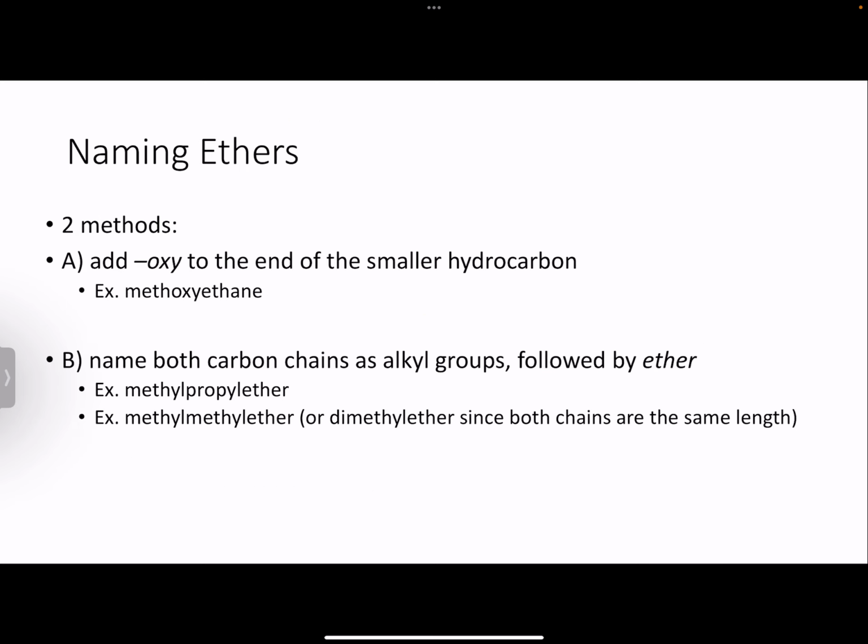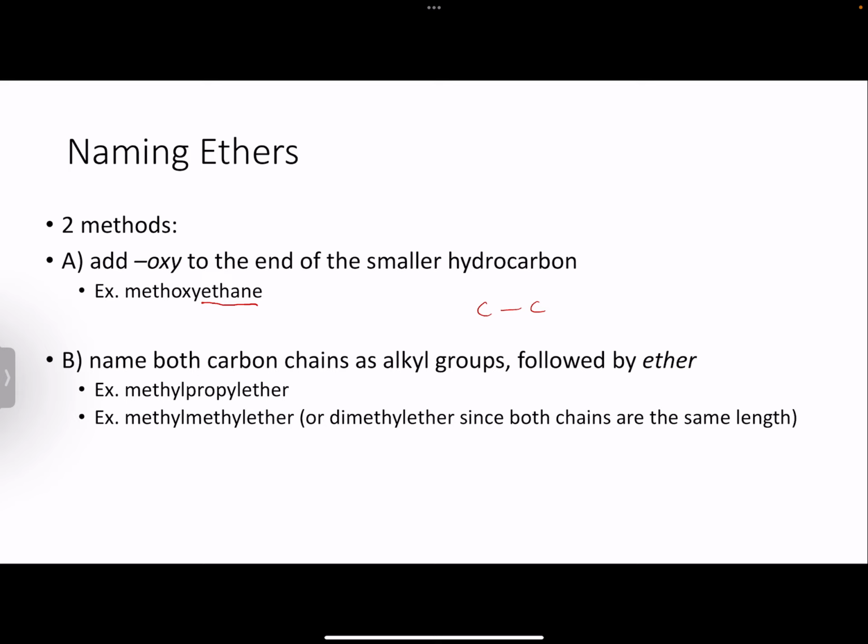So to name an ether, there's 2 methods to add, as if there wasn't enough to know, but we're still adding this in. Number one, add oxy to the end of the smaller hydrocarbon. This is more universal. So for example, methoxyethane. So ethane will be the parent chain. I can draw a 2-carbon chain here.